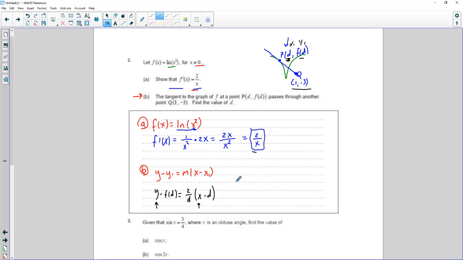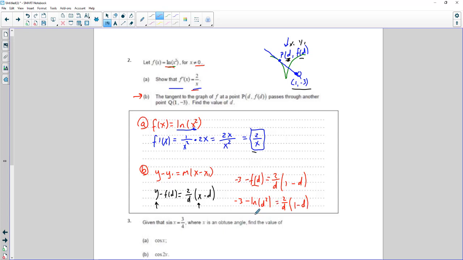So I'll have a -3 minus f of d equals 2 over d times x, which we know is 1 minus d. Now f of d though, remember what is f? f is natural log of x squared. So really what that actually is the natural log of d squared now. Natural log of d squared. And then this is really the equation that you're going to have to use to solve for d.